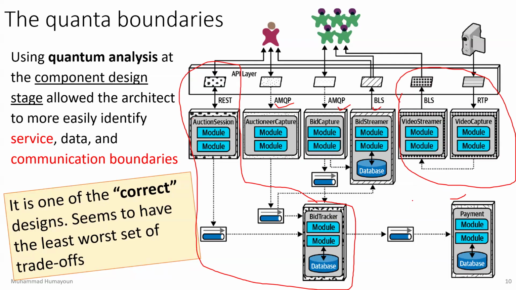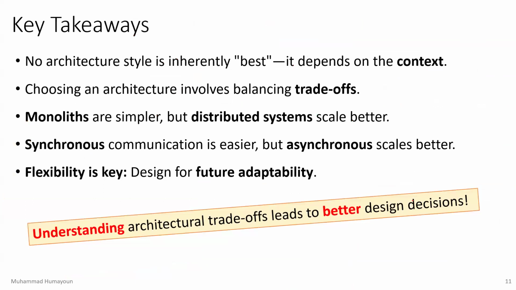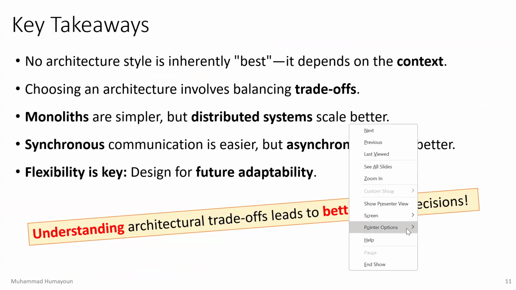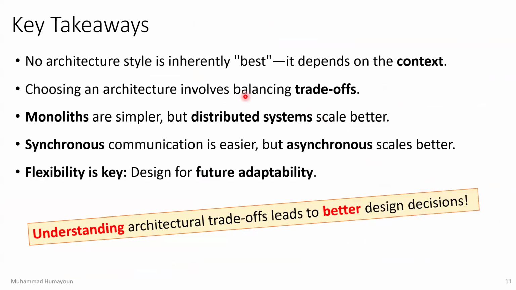By the way, it is only one of the correct designs and you can have as many as you want. All you need to do is have the least worst set of trade-offs when you are designing your architecture. So key takeaways. No architectural style is inherently best. It depends on the context. Choosing an architectural style actually depends on balancing the trade-offs.